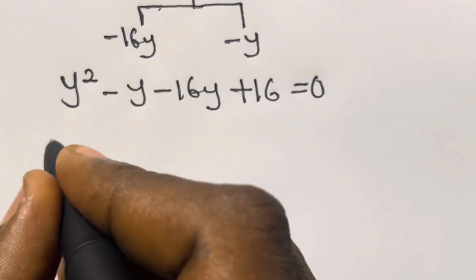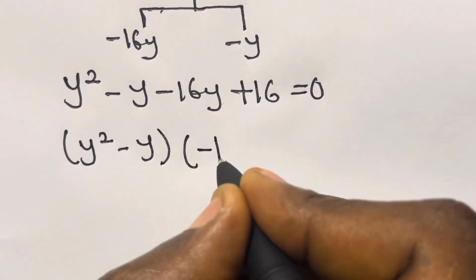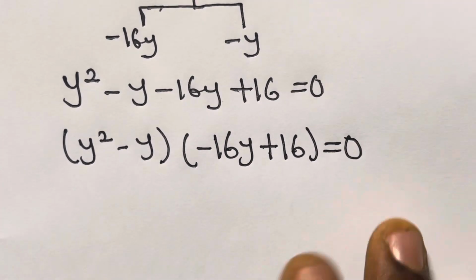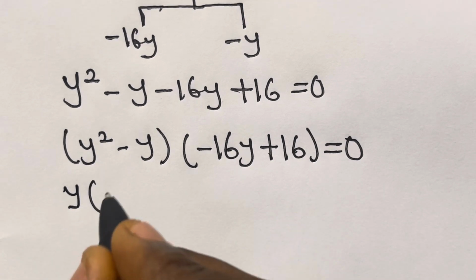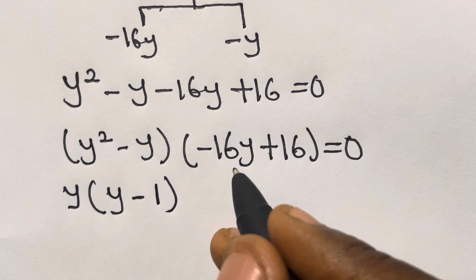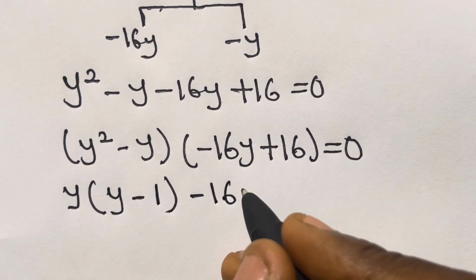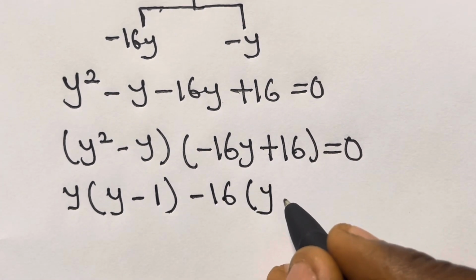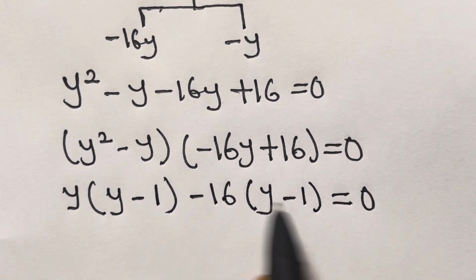So we will have y squared minus y, then we have minus 16y plus 16 equals 0. What is common here? We have y. What will be left here? We have y, and here we only have 1 remain. Here we factorize minus 16 out because it's a common factor. Then what will be left here? We have y, and what will be left here? We have minus 1. In solving quadratic, you have to be very careful with this.